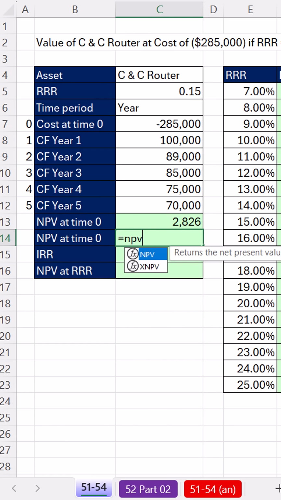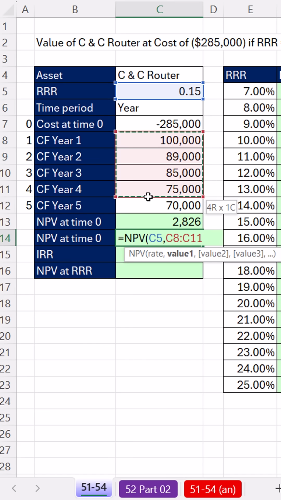Well, guess what? Microsoft gave us a net present value function. And it works a little bit different than PV and FV and all the functions we've studied. Well, there's the RRR. There's the discount rate, comma. We just put in all of the cash flows, but not time zero. And when it discounts this, it's going to give it to us as a positive. That's the max we'll pay.